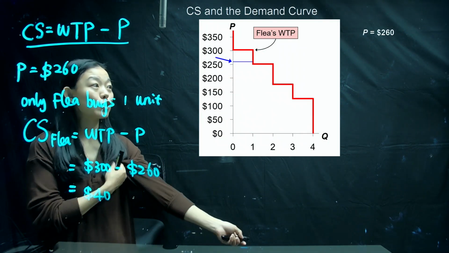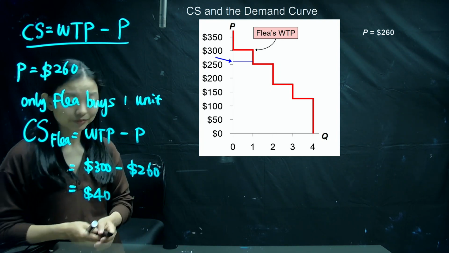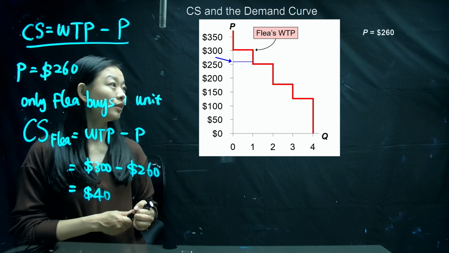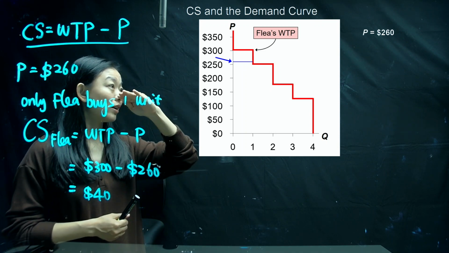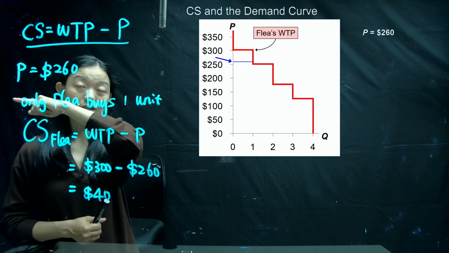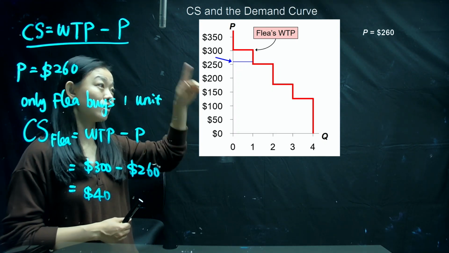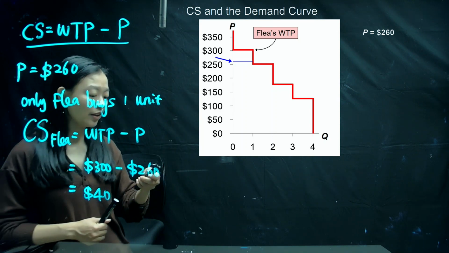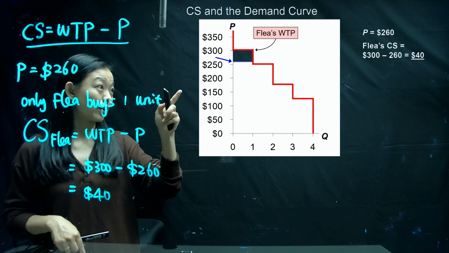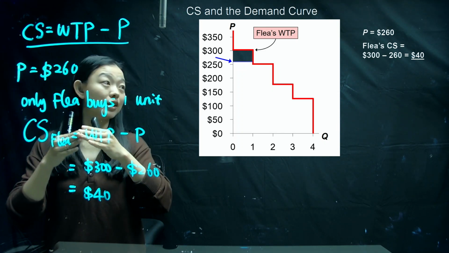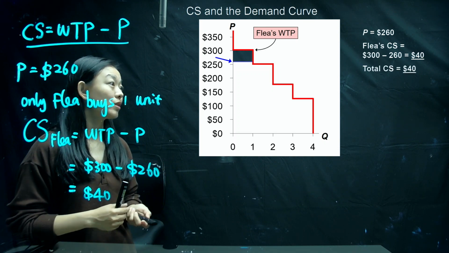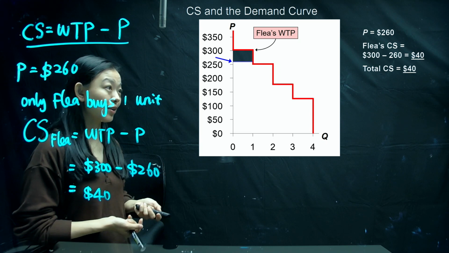Then how can we show the consumer surplus through the graph? Look at this graph. What you need to do is draw a horizontal line when the market price equals 260. Just draw a horizontal line and then across this demand curve. Then you can get this area. This rectangle here measures Flea's consumer surplus. So the total consumer surplus equals $40.